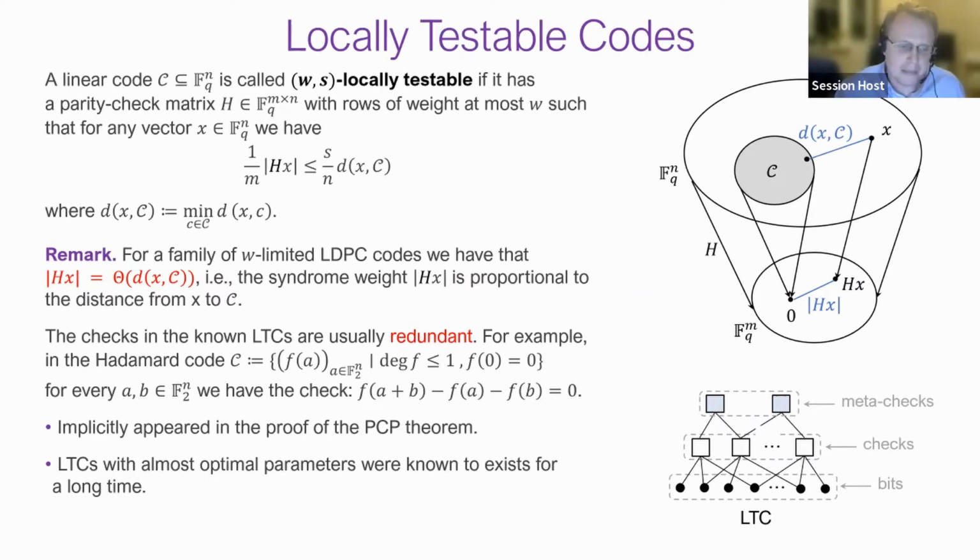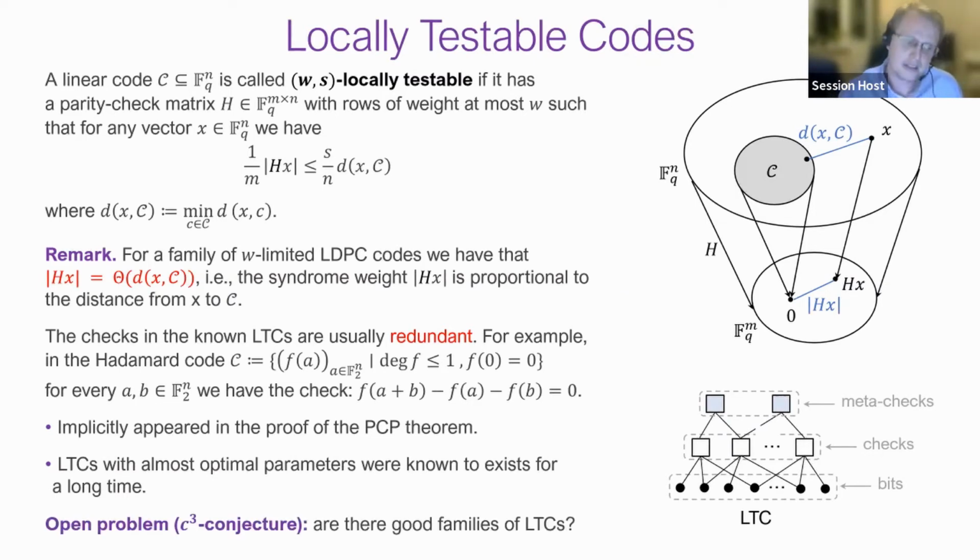By optimal parameters, I mean a linear number of information bits and linear distance. And the major open problem, as for the quantum codes, called the c3-LTC conjecture, is whether there are good families of locally testable codes. So there are almost good ones, but are there good families? And quite surprisingly, it is possible to solve both problems using approximately the same construction.